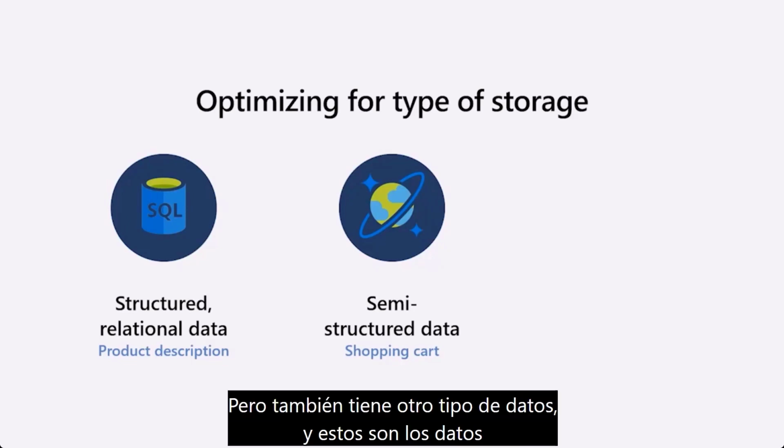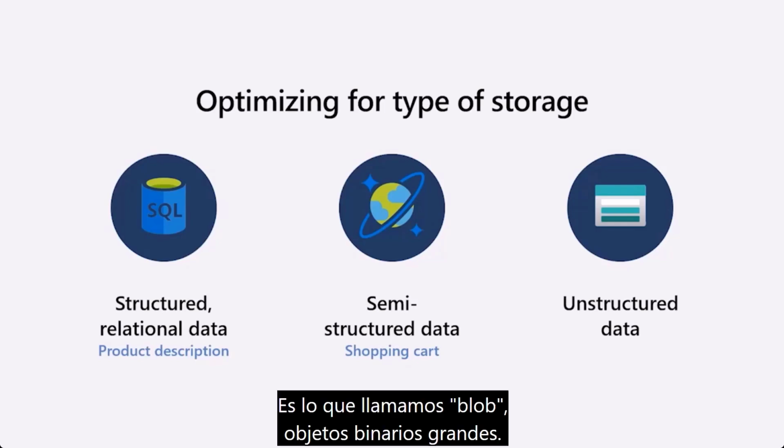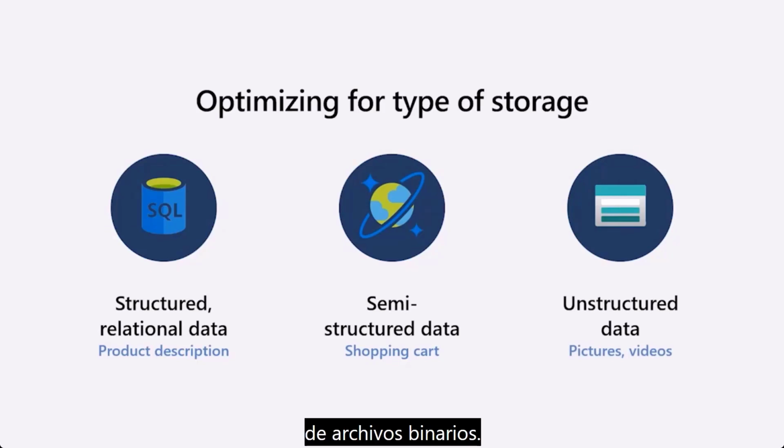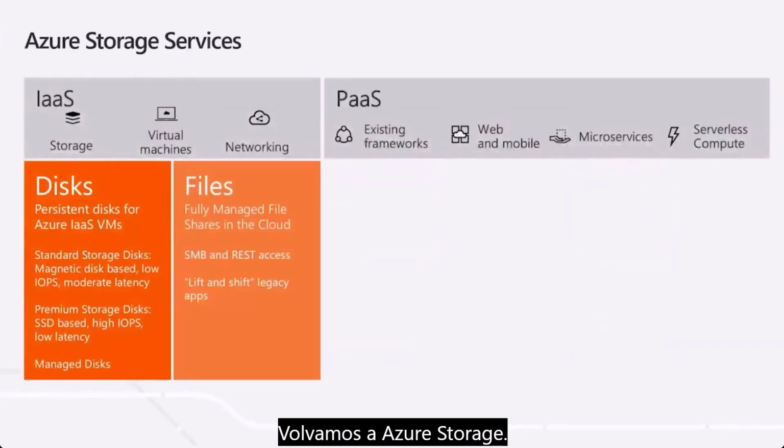But you also have another type of data, and this is the unstructured data, okay, what we call blobs, binary large objects. And here that could be pictures, videos, PDFs, any type of binary files really. And for this we also have solutions, and this is Azure Storage. So let's go into Azure Storage services.